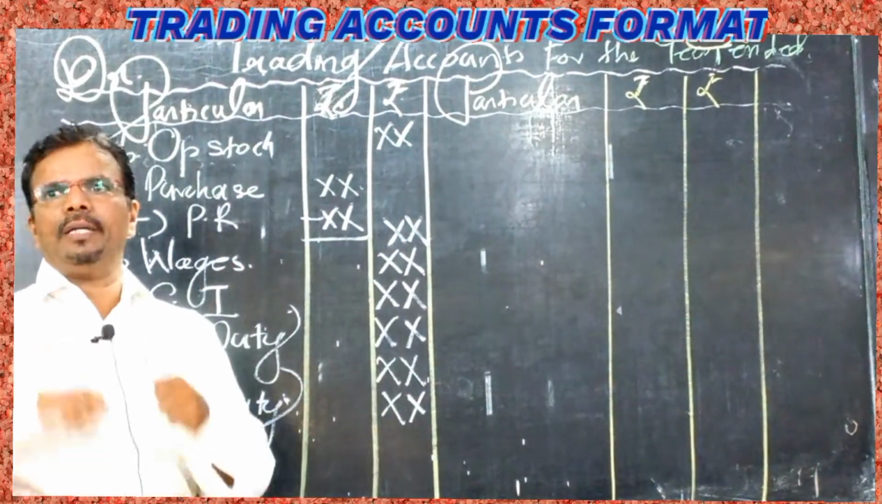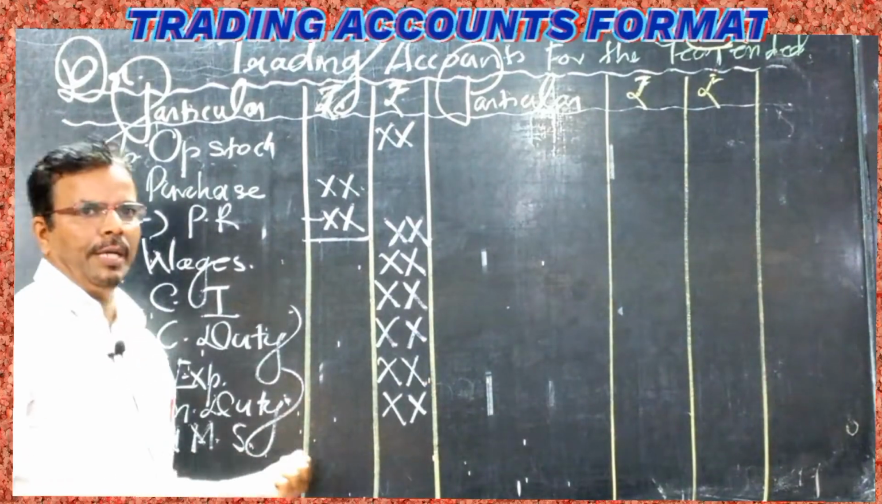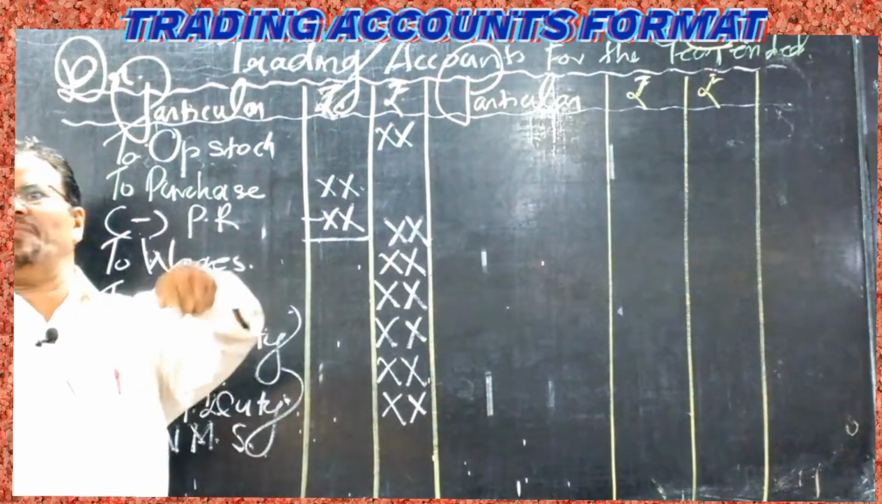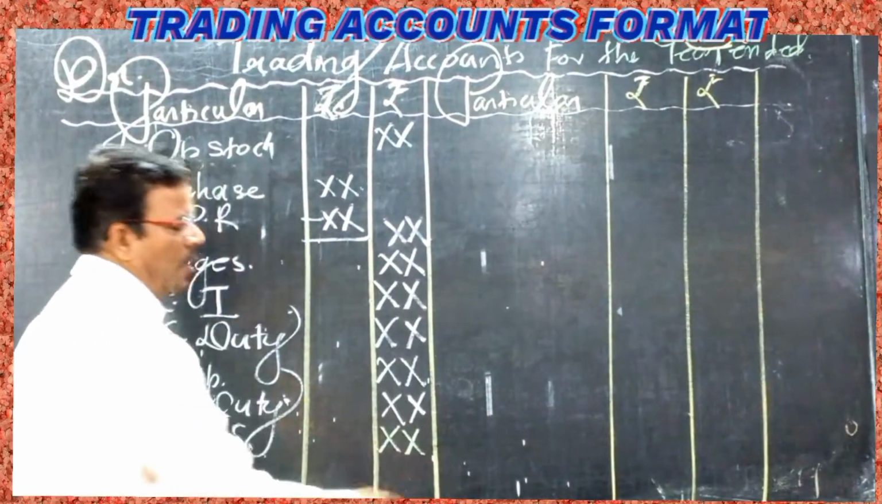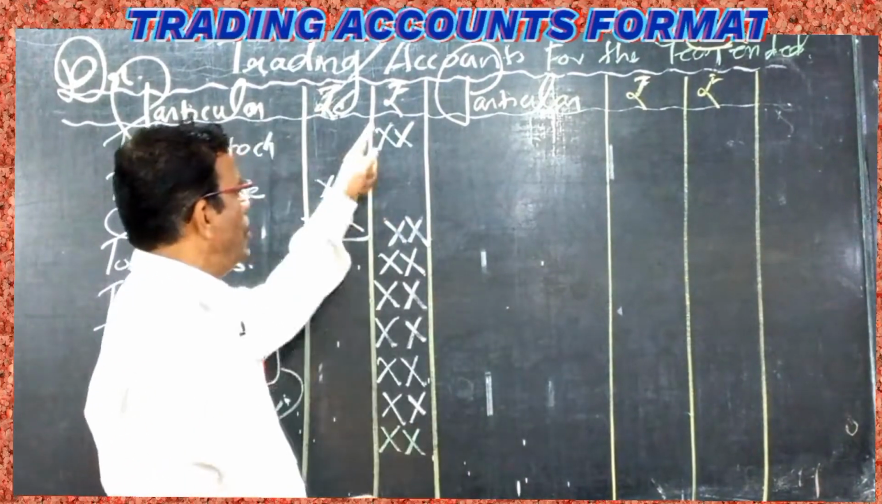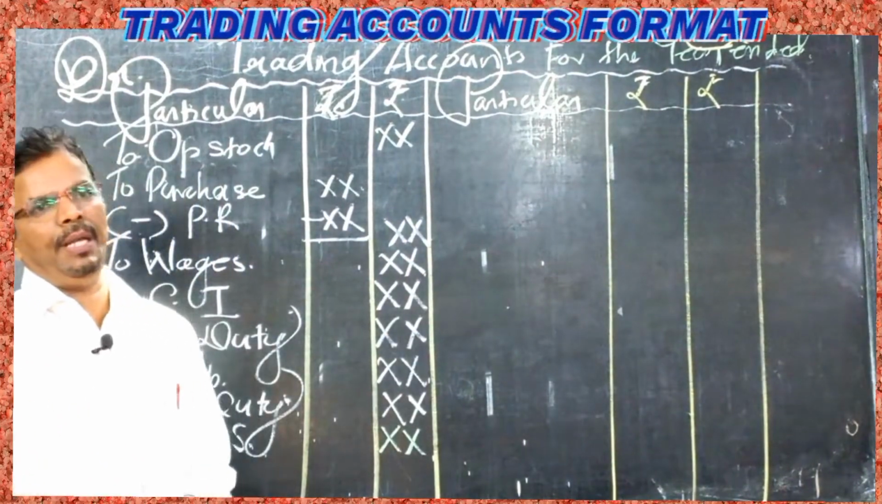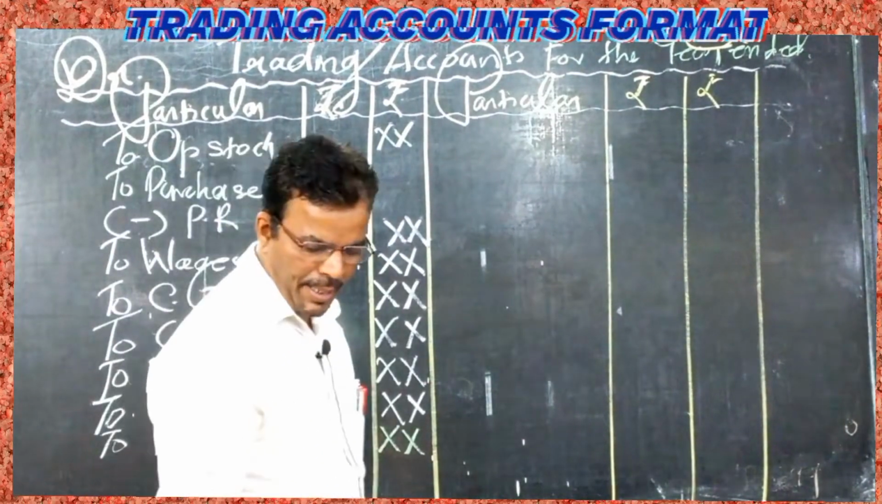The managers who work in the godown or in the showroom will not be included here. These are the managers sitting in the factory and doing the work. So these are all the types of direct expenses which are directly related to production. So that is the trading account debit side. Now come to the credit side.